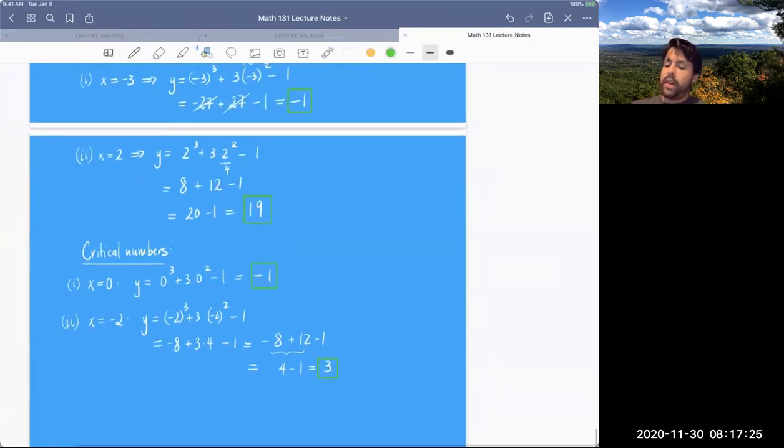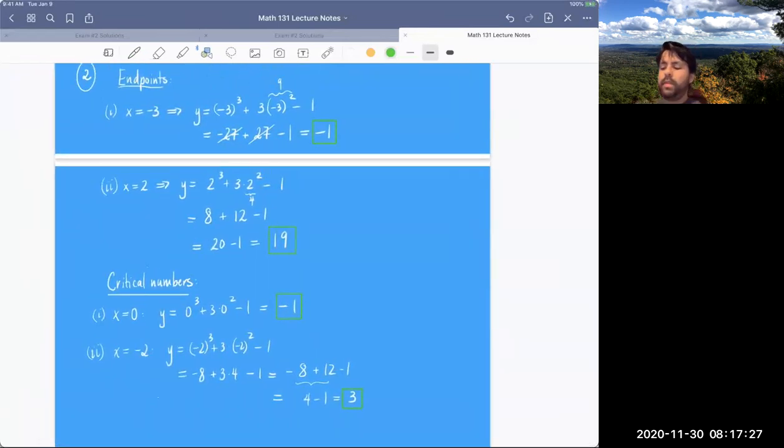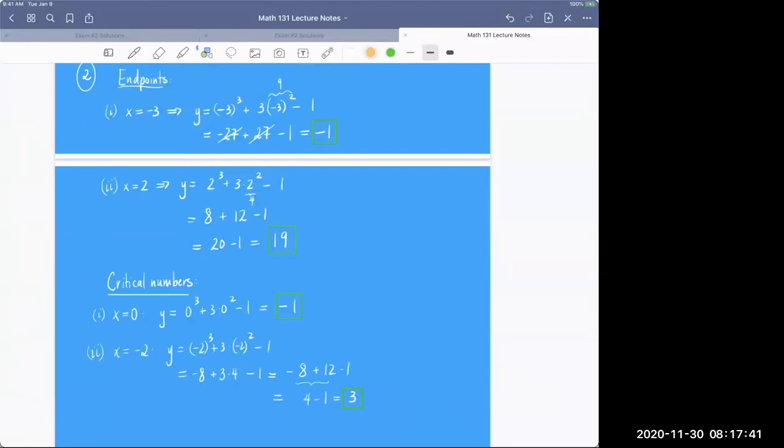So all I have right now are the y values for the endpoints and for the critical numbers. And then all I have to say is, what's the biggest? Well, look at all the boxed green. The biggest is one of the endpoints, which is 19. So this is going to be my absolute max.